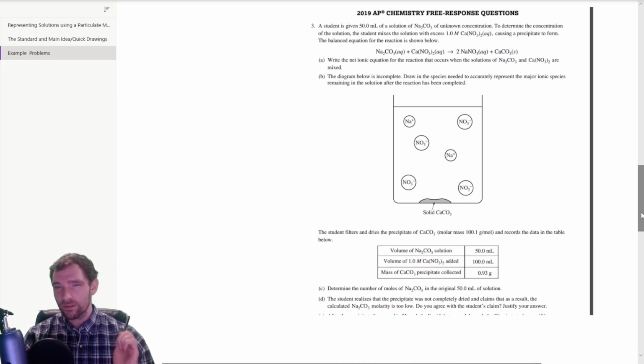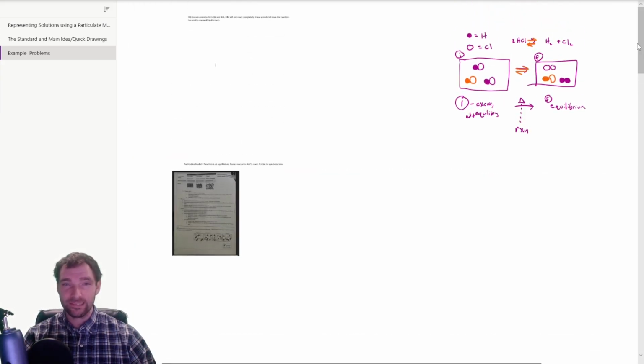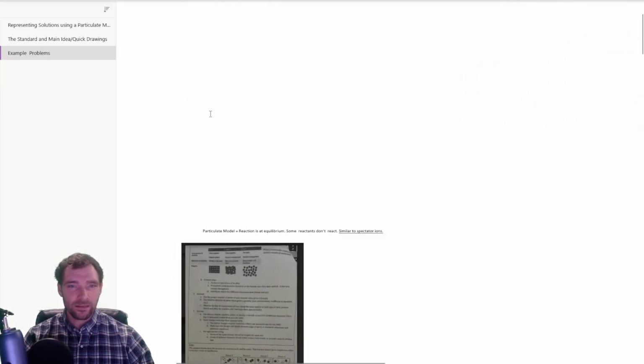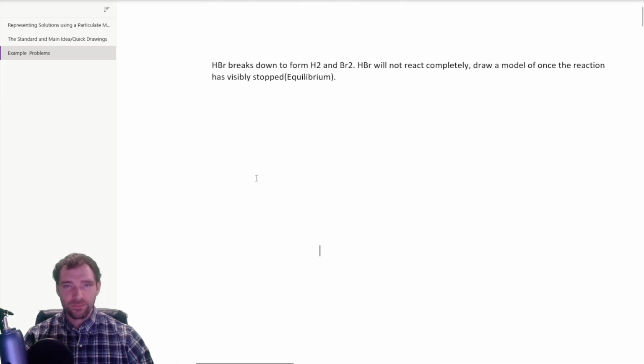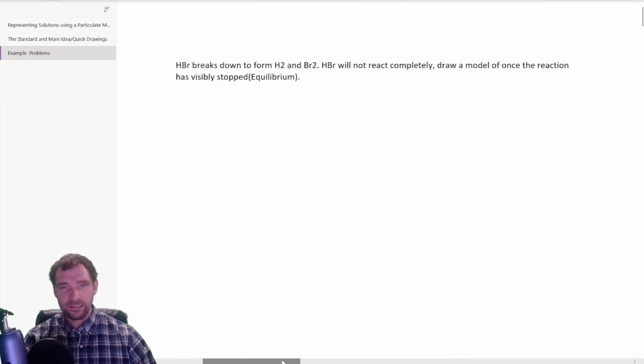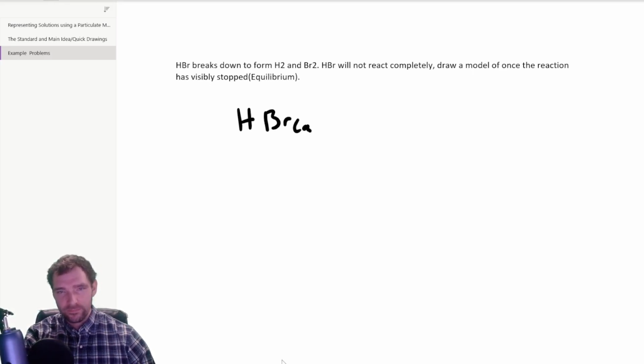But I want you to think about the spectator ions here and how that's related to a reactant that doesn't react because it's still present. And that's going to be relevant for the problem. So you could think about HBr breaking down into H2 and Br2. I think it's hydrobromic acid. We could say that this is a gas and it is breaking down and forming H2 and Br2.